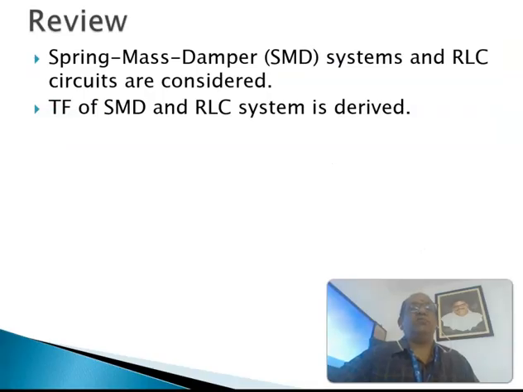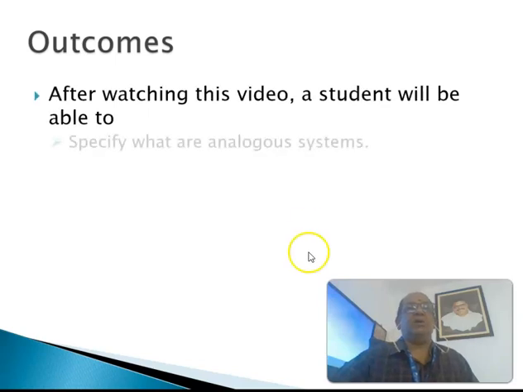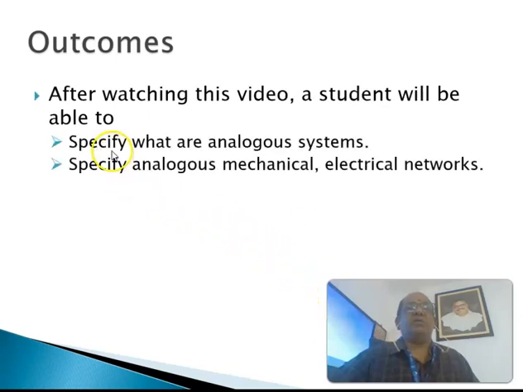Over the past few classes, we have been looking at spring mass damper systems and RLC circuits. We have also derived transfer functions of spring mass damper systems and RLC systems. Based on that knowledge, we'll try to build on and specify what analogous systems are and try to strike an analogy between mechanical systems, that is SMD, spring mass damper systems, and electrical networks.